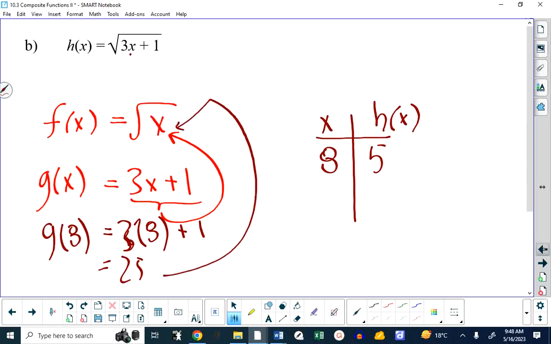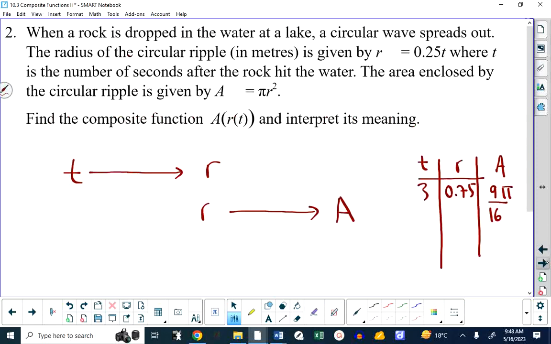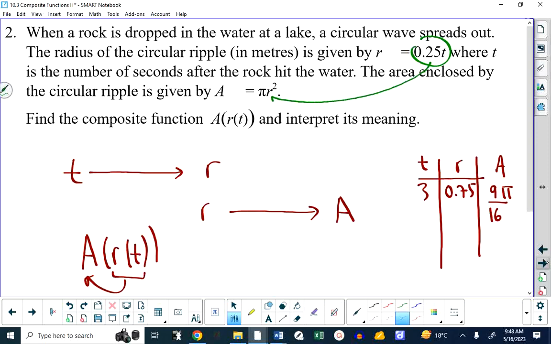Are you with me? So in this question, we have the two equations to begin with, but we don't want to do it in 2 stages. We just want a single formula that I can put t in to get A. And A of r of t simply means put r of t in as an input in A. So what's going to happen is this is going to go there. That's all.